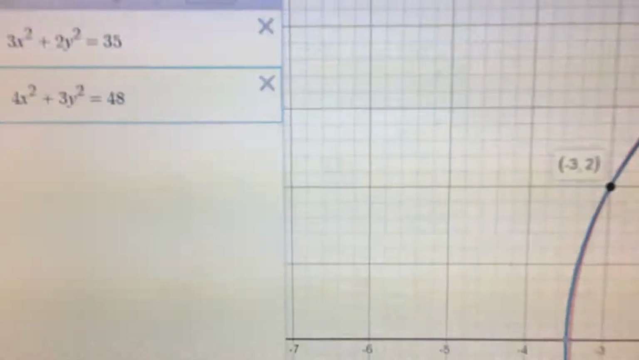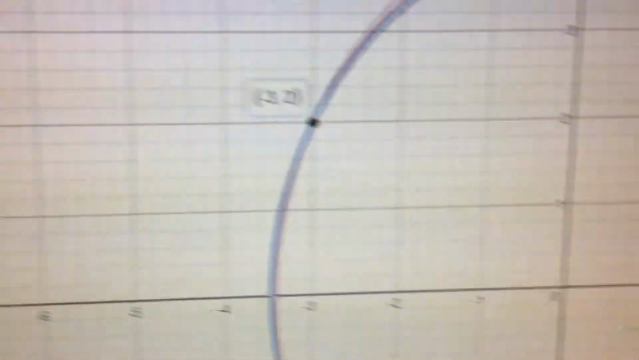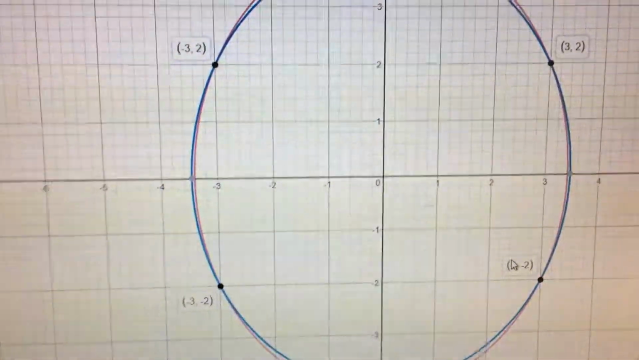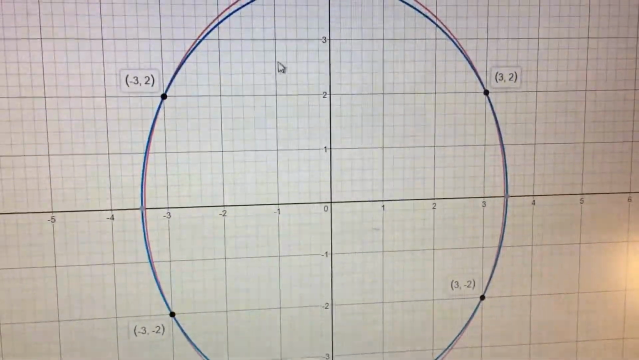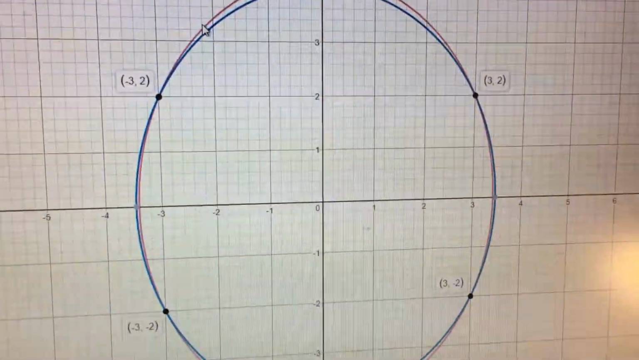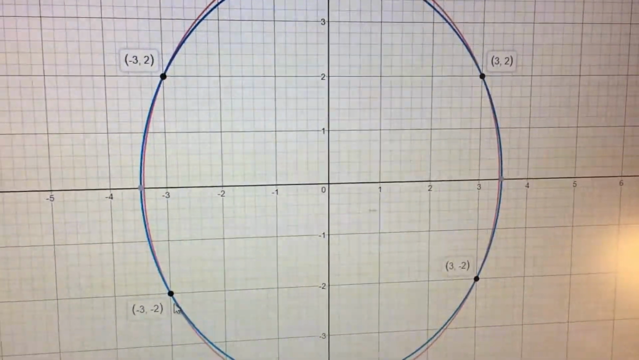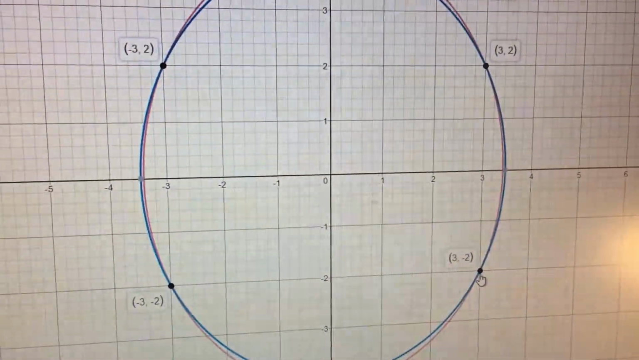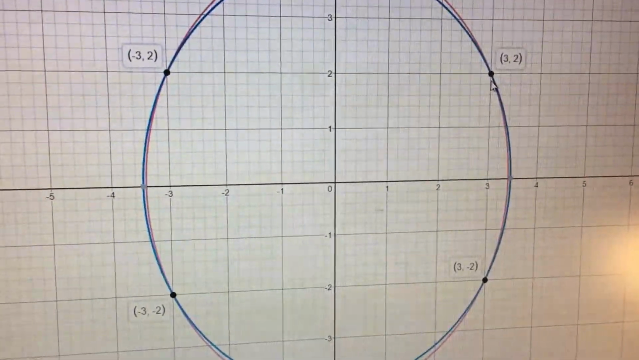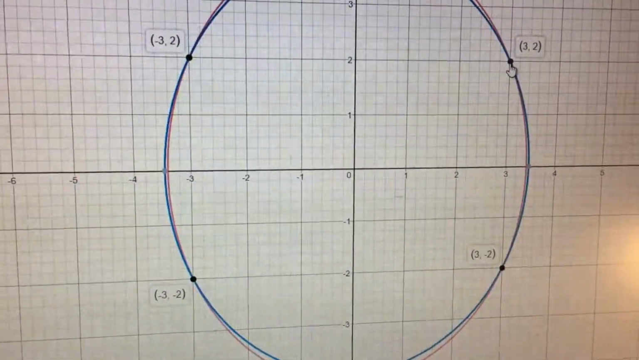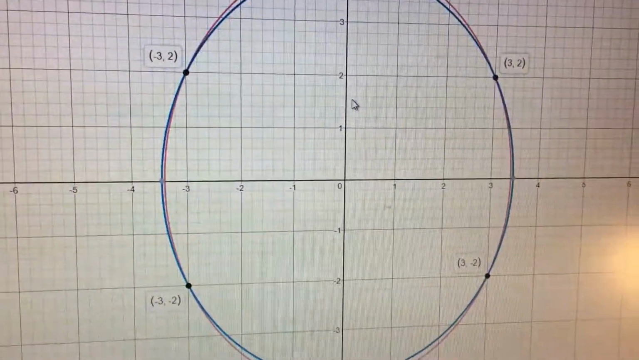And here's a graphical look at what it looks like. I graphed it, and you can see it looks like an ellipse, sort of, and you can see where they intersect on a graph, that's the solution. You can see at the points negative 3, 2, negative 3, negative 2, 3, negative 2, and 3, 2, the two graphs and the two equations intersect. And so those are our 4 solutions.